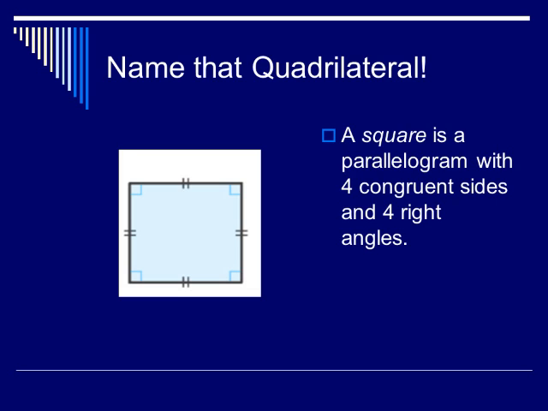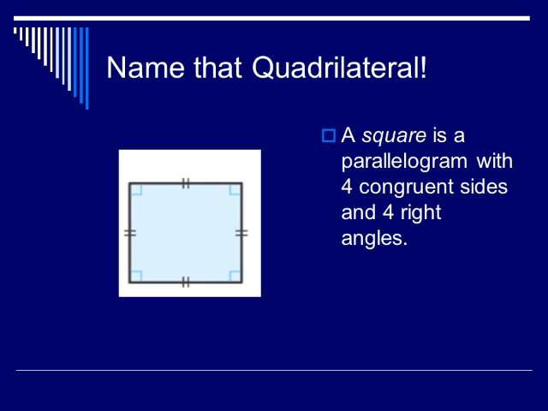Look at the second quadrilateral. I'm sure all of you recognize that shape. This is a square. Great. A square is a parallelogram with four congruent sides.